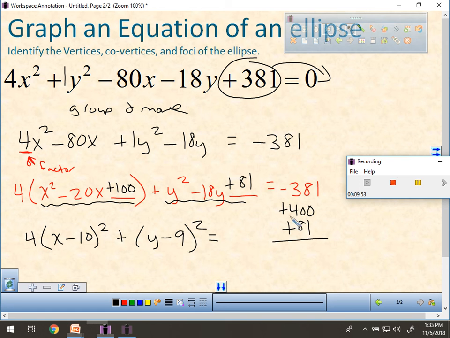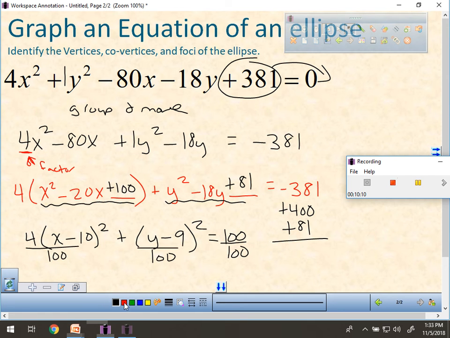381 plus 400 plus 81, that gives me 100. So that's really great. The problem with this, though, is if I want standard form, it's got to be set equal to 1. So how am I going to fix this so it's set equal to 1? Divide everything by 100. So guys, once you know how to do one of these, they're pretty much straightforward.